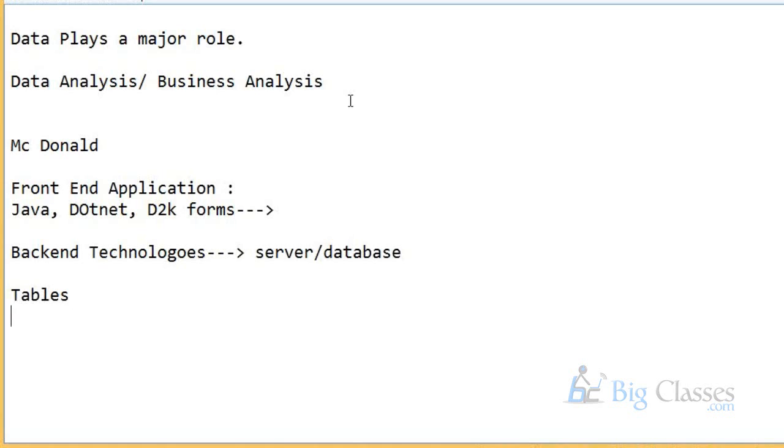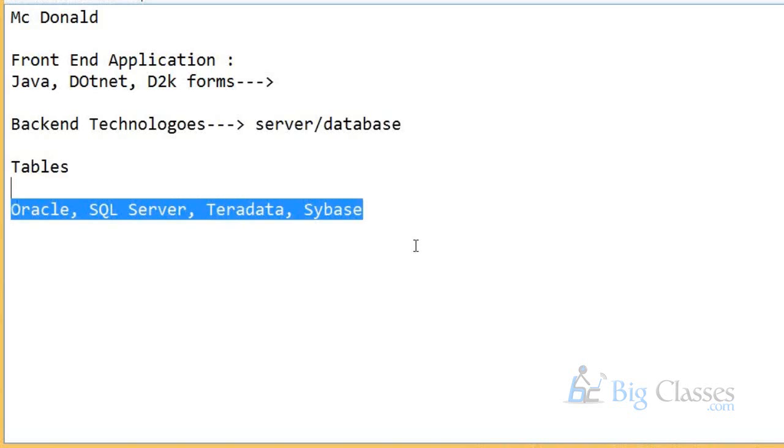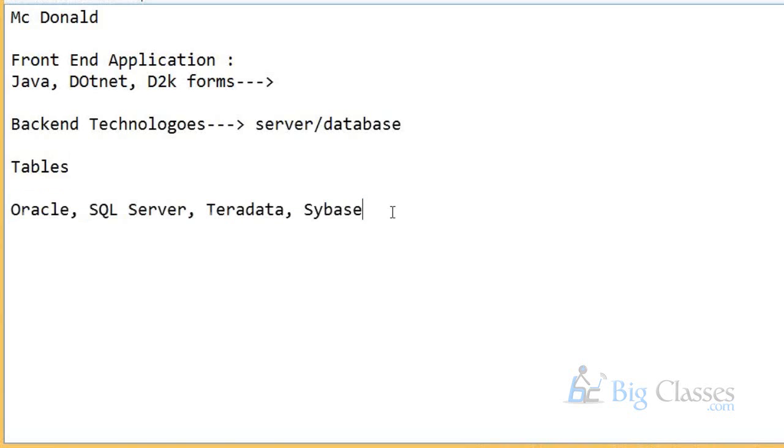We have many RDBMS in the market. We have Oracle, very popular, from Oracle Corporation. We have SQL Server, from Microsoft. We have Teradata, from Teradata Corporation, and we have Sybase, from SAP. All these different RDBMS support the data being stored in the form of tables.